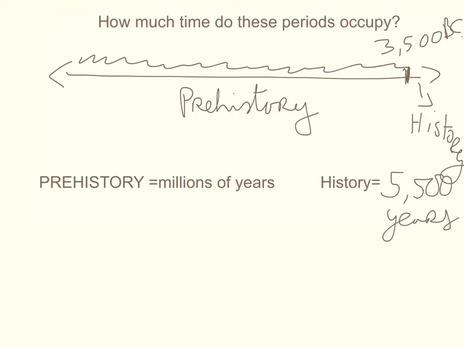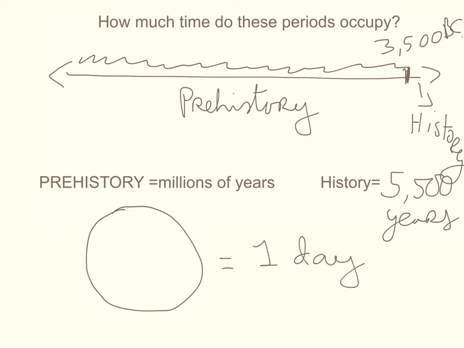Okay, another way for you to illustrate this in some sort of diagram or image would be to think of a clock or like a pie chart. This is called a pie chart. Again, you should use a compass to make a perfect circle, however I can't. And if we made our pie chart equal 1 day, then prehistory would make up almost the entire day.